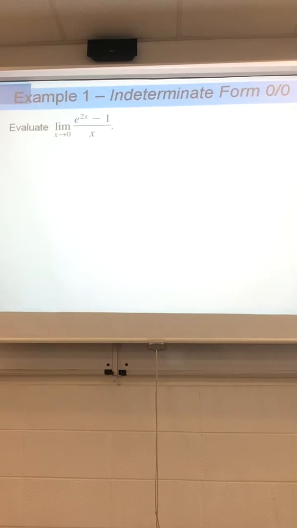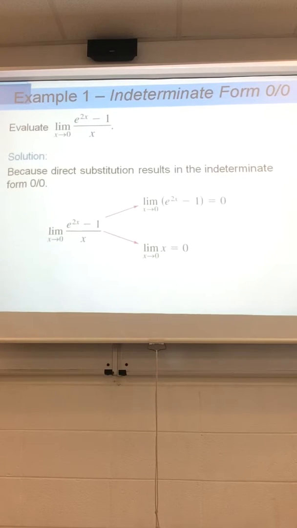All right, so let's take a look at this problem now and find the limit as x goes to 0. This is the first thing you'll do. If I put 0 into the top, what do I get? What's e to the 0? 1. You get 1 minus 1, which is 0. And then the bottom you get 0. So when I do direct substitution, it's not going to work.